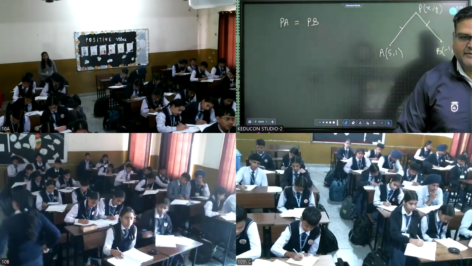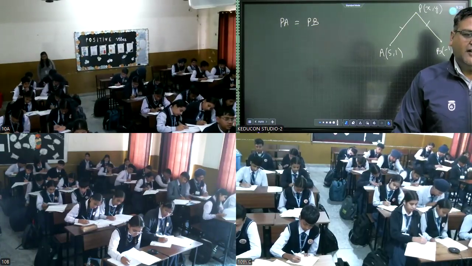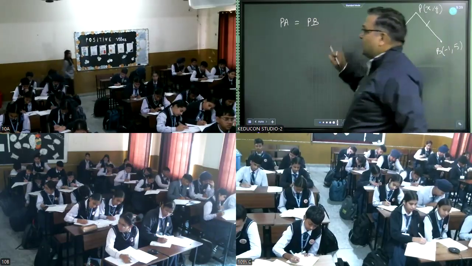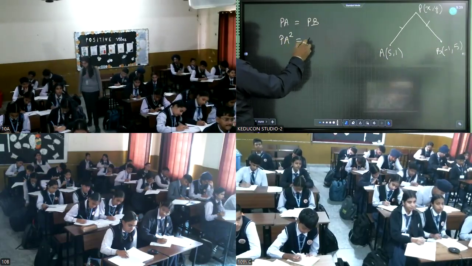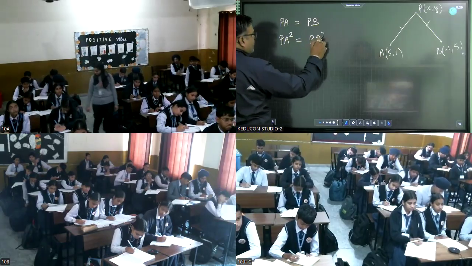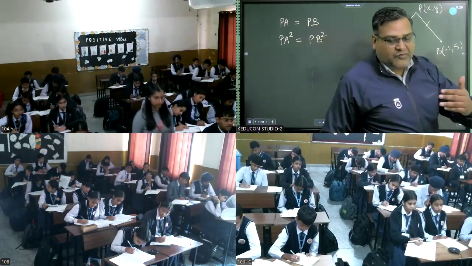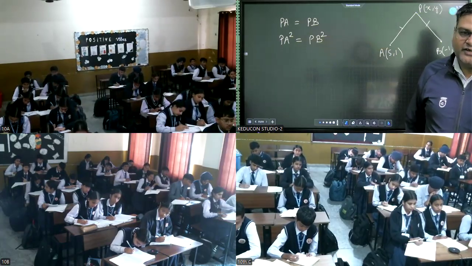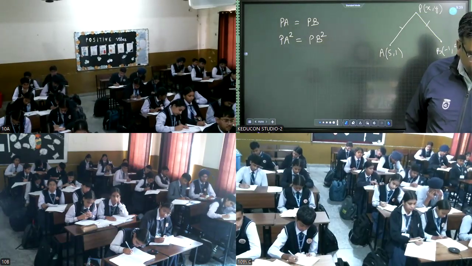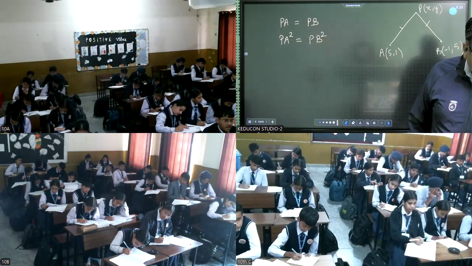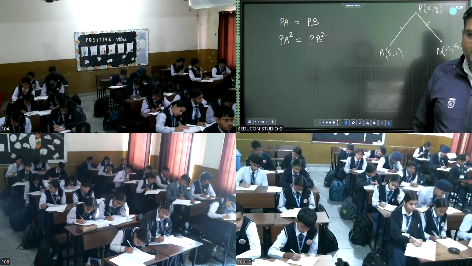Apply the distance formula here, children. You can do one thing. You can square here only, or you can take squaring both sides. So PA square will be PB square. Or you can first put it in the under root form and later do the squaring on both sides. It is one and the same thing. Right? Please do, everyone.